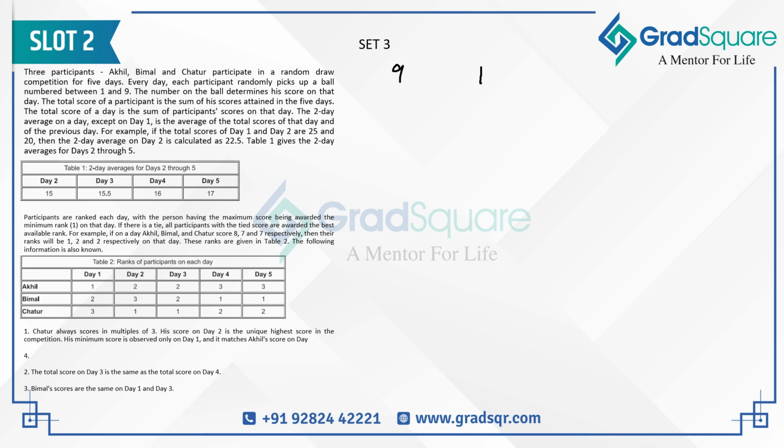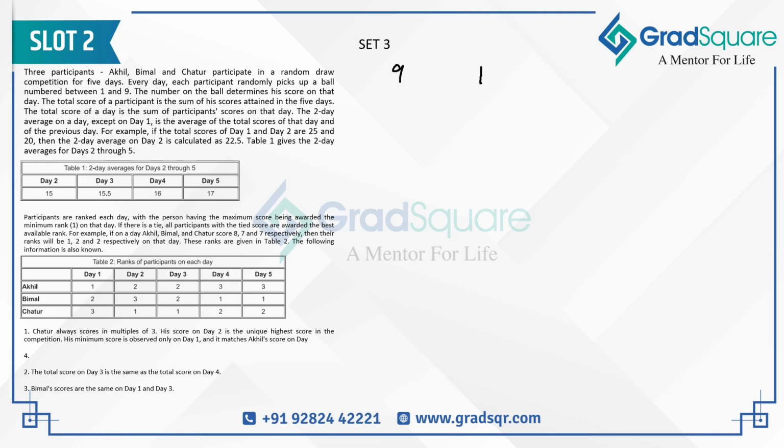Participants are ranked each day with the person having the maximum score being awarded the minimum rank 1. And if there is a tie, all the participants with the tied score are awarded the best available rank. For example, if on a day Bimal, Akhil and Chatur score 8, 7, 7, then their ranks will be 1, 2 and 2 respectively on that day. These ranks are given in table 2.